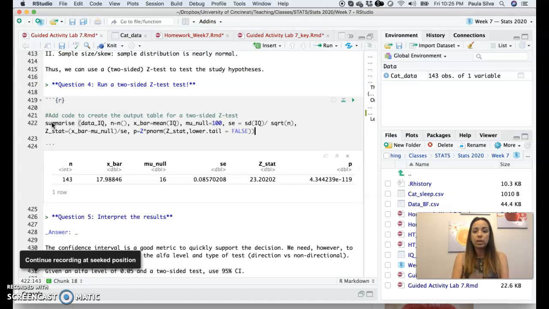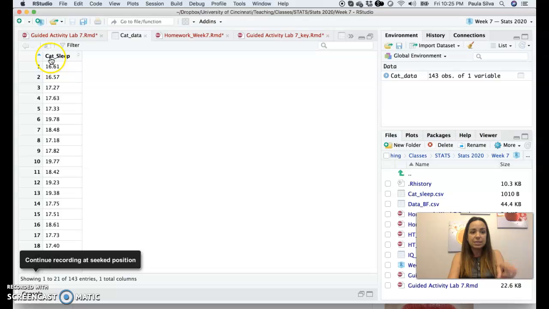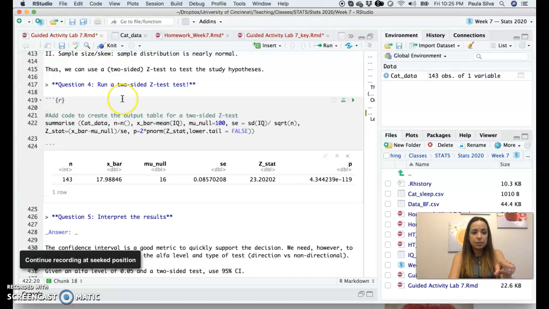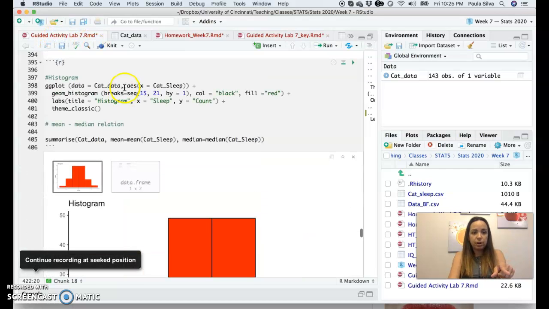Now let's figure out what we need to change. We're not dealing with the data set data IQ, we're dealing with the data set cat data. So let's change this piece to cat data. And the name of the variable is cat sleep. Let me just copy from somewhere here so that I don't mess up the spelling: cat sleep.